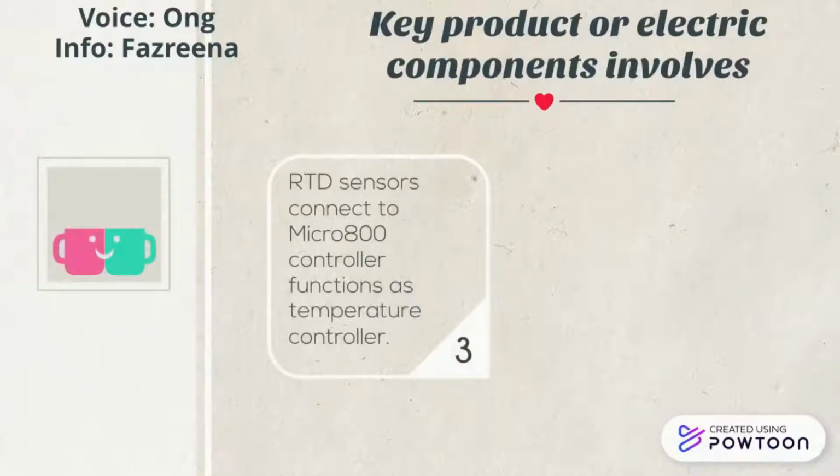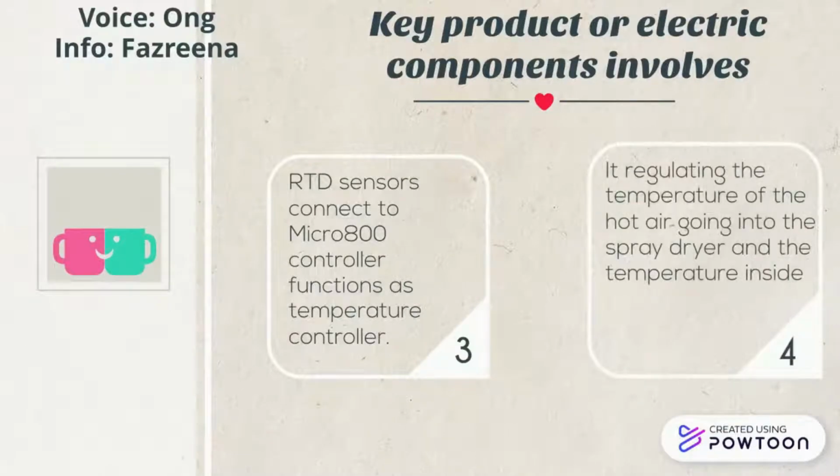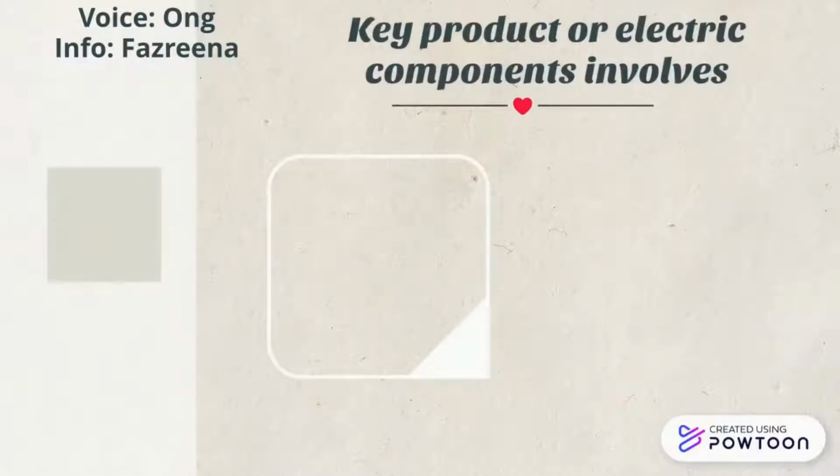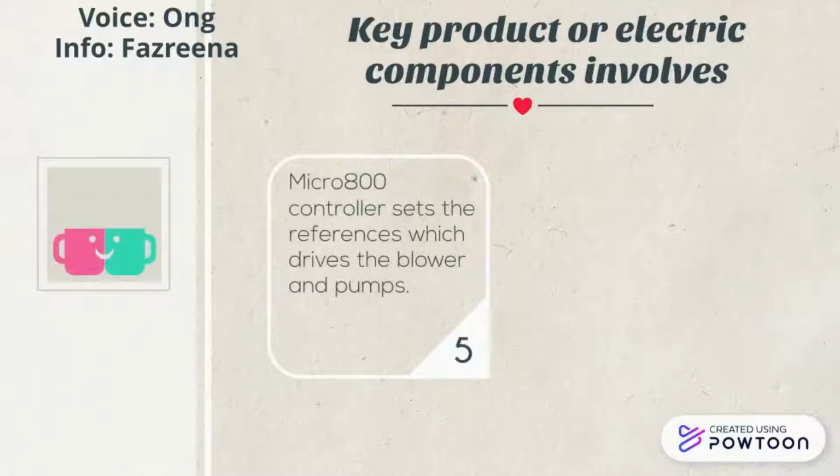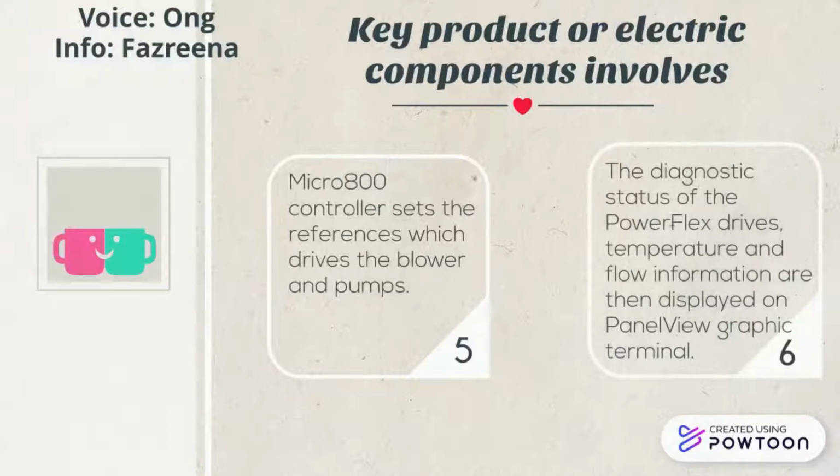RTD sensor connected to Micro 800 controller functions as temperature controller. It regulates the temperature of hot air going into and temperature inside. Micro 800 controller sets the reference which drives the blower and pumps. The diagnostic status of the PowerFlex drives, temperature and flow information are then displayed on panel view graphic terminal.